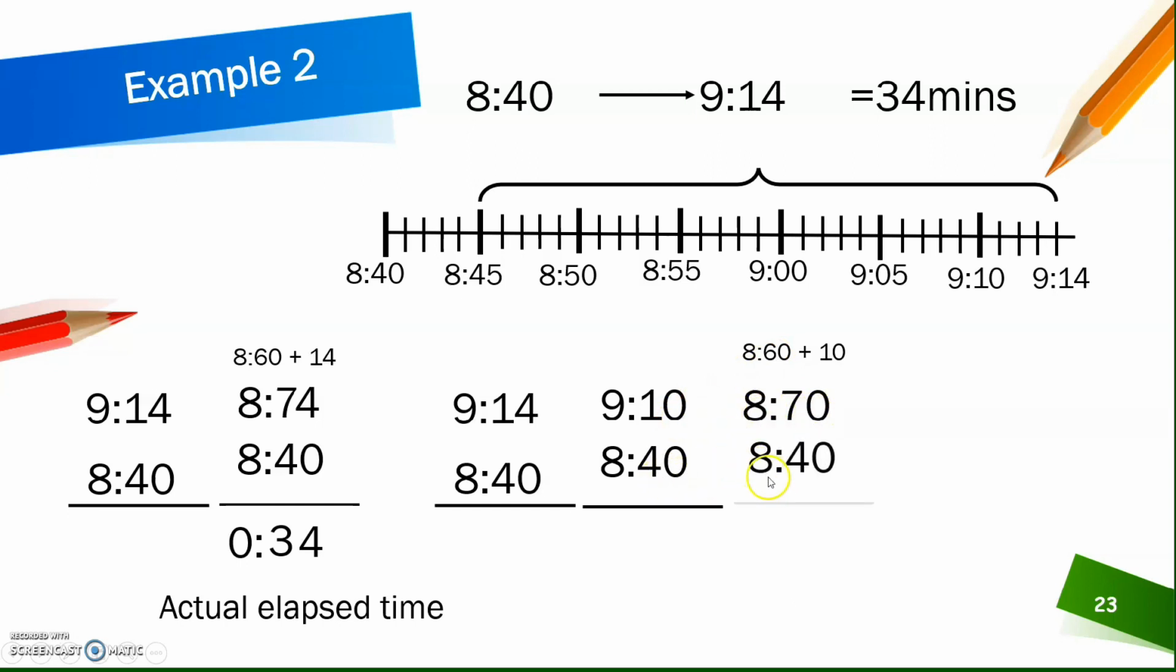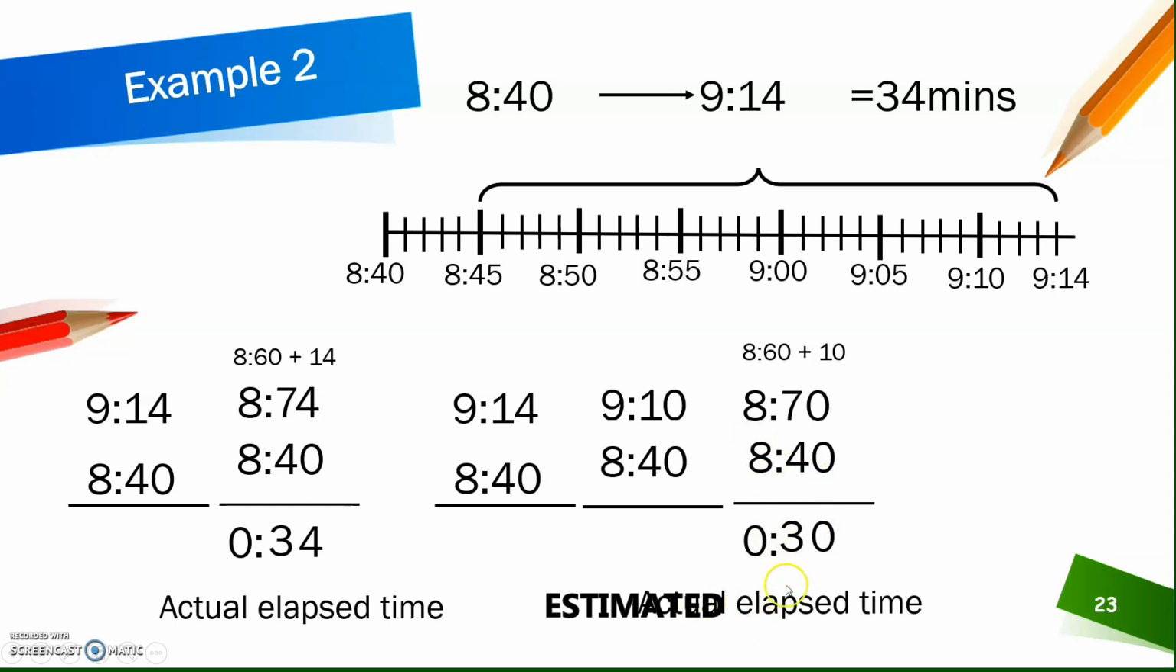Minus 840. So, subtract na tayo. So, 0 minus 0 equals 0. 7 minus 4 equals 3. And 8 minus 8 equals 0. So, this is our estimated elapsed time. So, punta tayo dito sa sagot natin. Kapag ni-round off din naman natin itong 34, 30 minutes lang din naman siya.